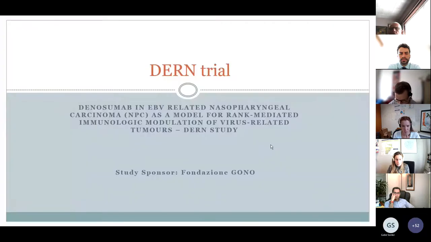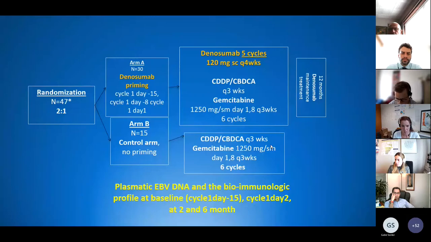So these were the concepts behind the DERM trial, a trial with denosumab in EBV-related nasopharyngeal carcinoma. This was a model for the RANK-mediated immunologic modulation of, in general, virus-related tumors. And this is this scheme. I don't want to go into details, but just to stress the fact that by working with an appealing possible background and with some hypothesis, you can build a trial also in a rare cancer.